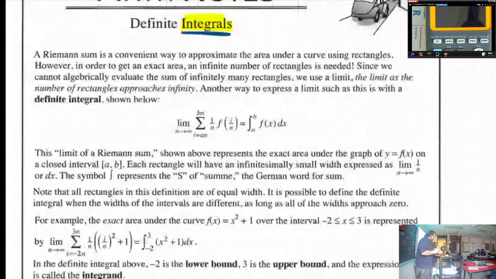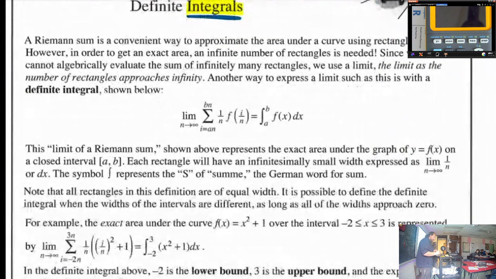So, a Riemann sum is a convenient way to approximate the area under the curve. However, in order to get an exact area, an infinite number of rectangles is needed. Since we cannot algebraically evaluate the sum of infinitely many rectangles, we're going to use a limit.